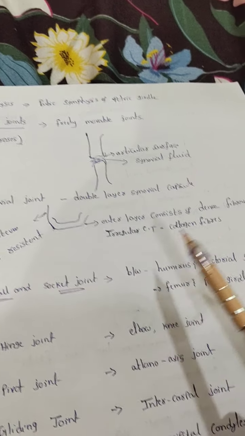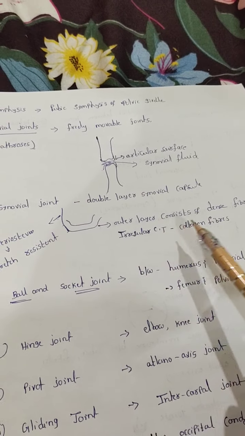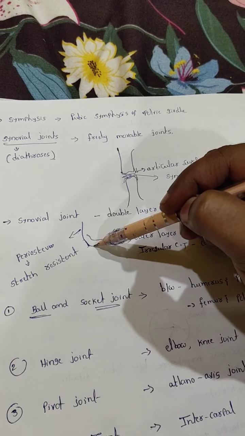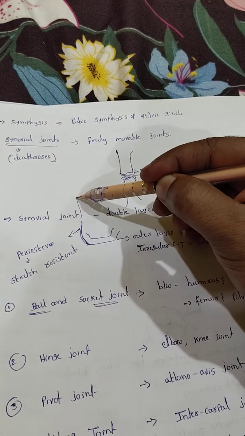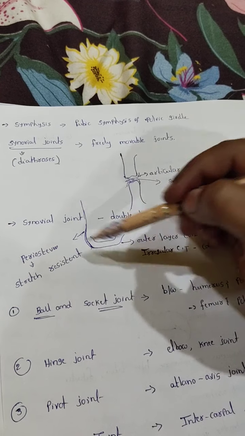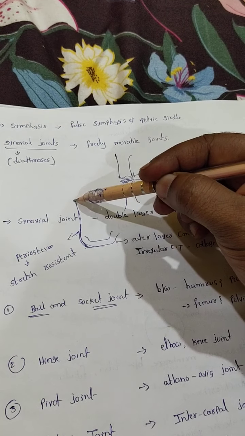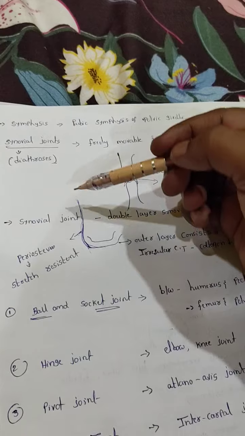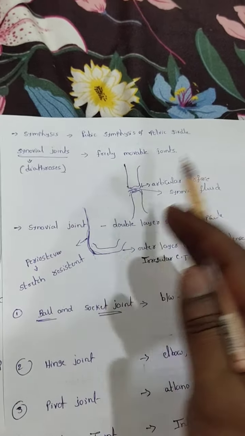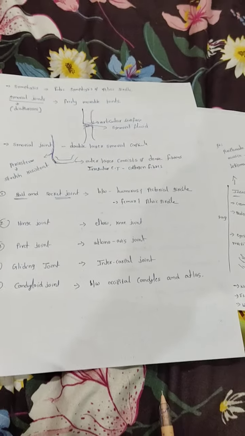The outer layer is made up of dense fibrous irregular connective tissue, and it also has more collagen fibers. This irregular connective tissue is connected with the periosteum. What is the periosteum? The outer layer of the bone is called the periosteum. That's why the outer layer of the articular capsule is continuous with the periosteum. When it is continuous like this, it gives stretch resistance, which means the bones are not able to slide. These synovial joints are also called freely movable joints.